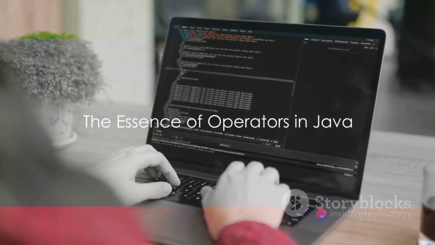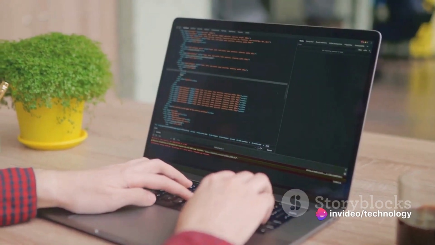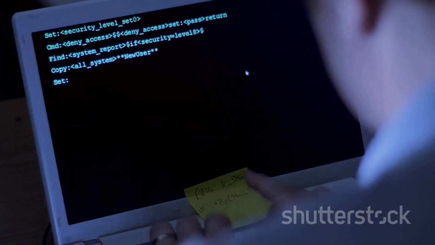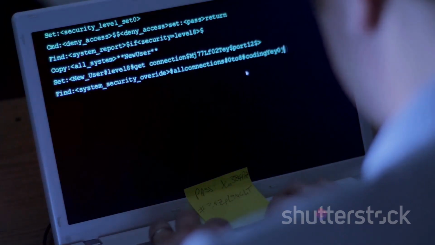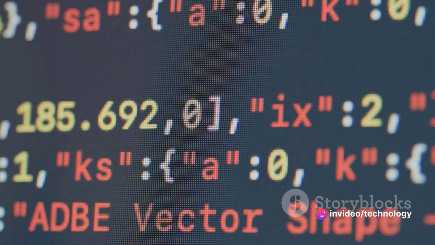Have you ever wondered how crucial operators are in Java? Let's dive into this riveting topic. Operators, although often overlooked, are the fundamental building blocks of any programming language. They're the gears and cogs that keep everything moving, and they're indispensable in Java. Imagine operators as the verbs of programming.